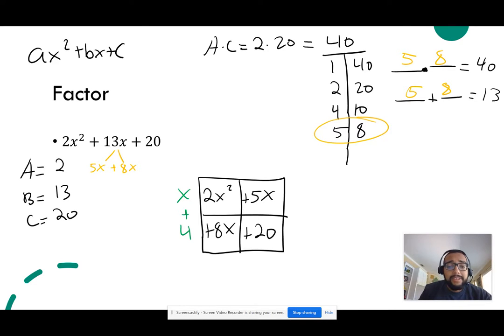Let's go to our columns now. So our first column being 2x squared and 8x, they both can take out a 2. And actually, I'll do it in a different color.